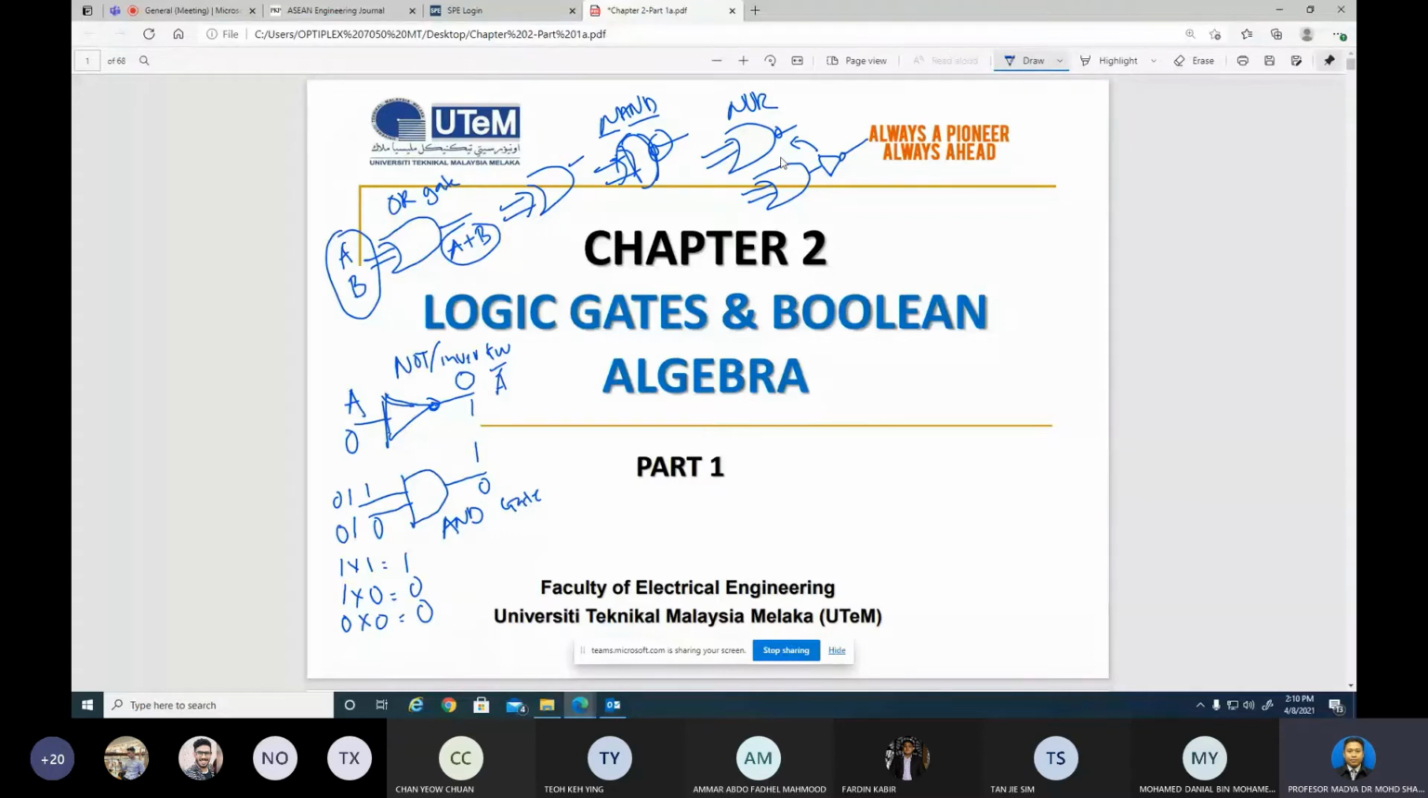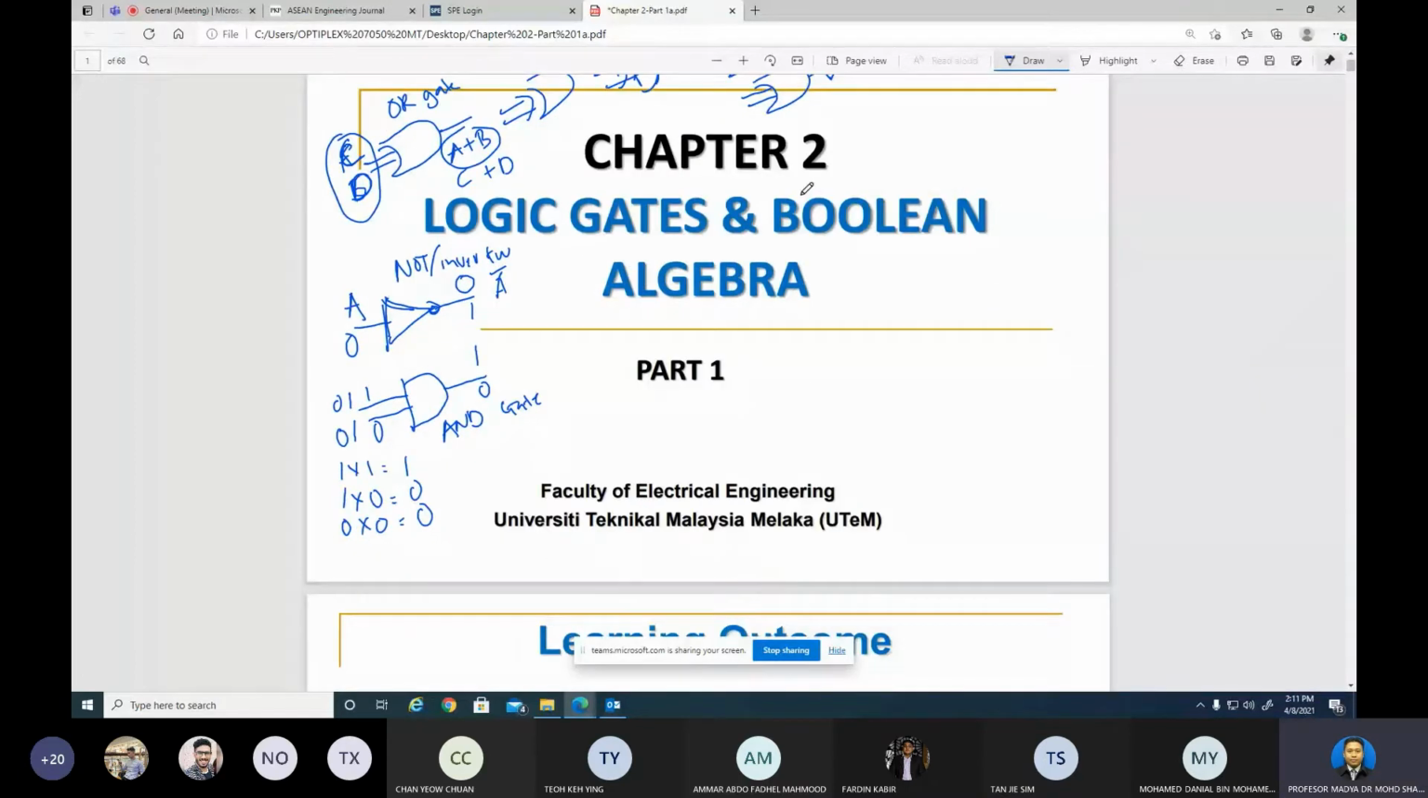Okay, in terms of using A, B, you can use any character. For example, you can use C, D, or X, Y, Z or something like that. So it's okay. If you use C and D, the output will be C plus D. Right, so this is some revision, just basic. We go to the basic logic gates. Next, this is some revision on the logic gate.